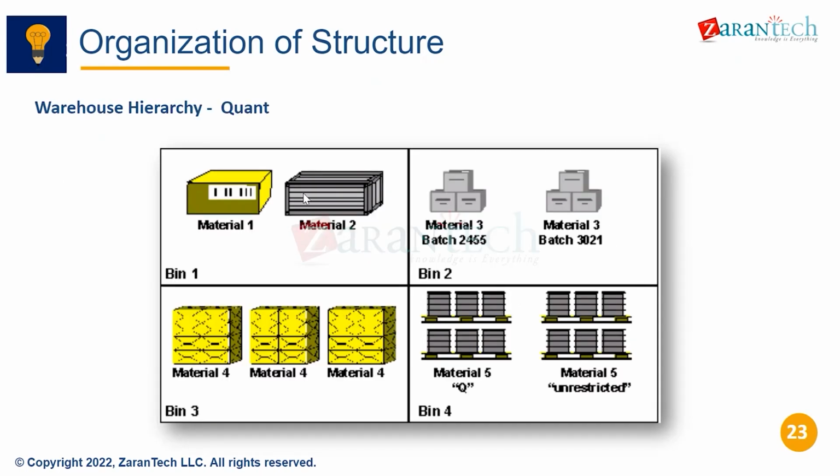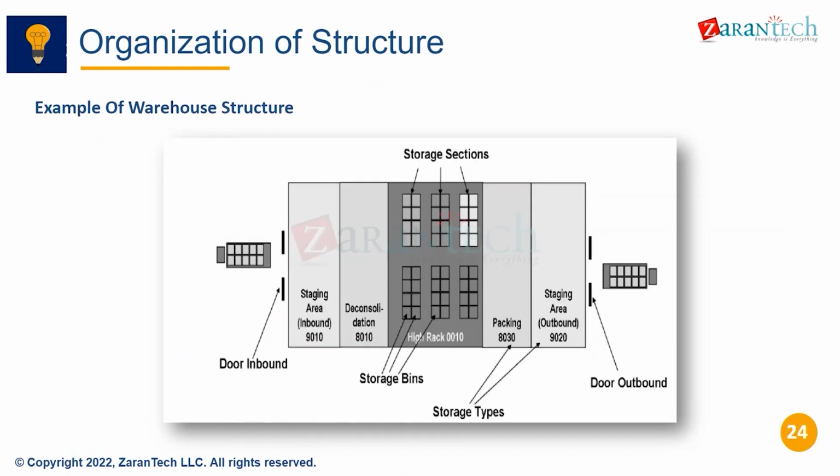Then you can see this is a count. What is the count? You will have materials in the bin: one material, two materials, different materials. You can even put different materials into one bin, or small boxes of the same material, and that is called a count in the warehouse. The example structure: this is the inbound truck, inbound staging area, deconsolidation area, whatever activity you are going to do in the warehouse. Then you'll have the high rack storage bins.